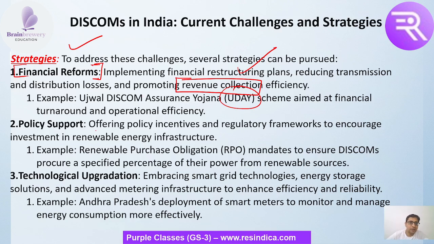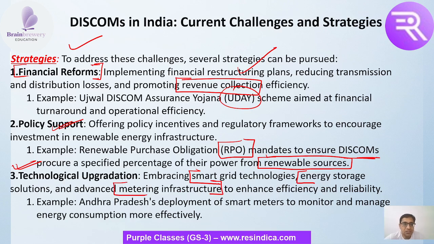Then government should focus on policy support, like making a renewable energy purchase agreement obligation, so as to ensure that distribution companies buy a certain percentage of their power from renewable sources. This will again make them financially viable. Then technological upgradation should happen. We should start using smart grid technologies, better smart storage technologies, smart metering. We should keep on doing that. This will enhance the overall efficiency, reduce the losses in the technical lines, and also promote revenue collection properly.